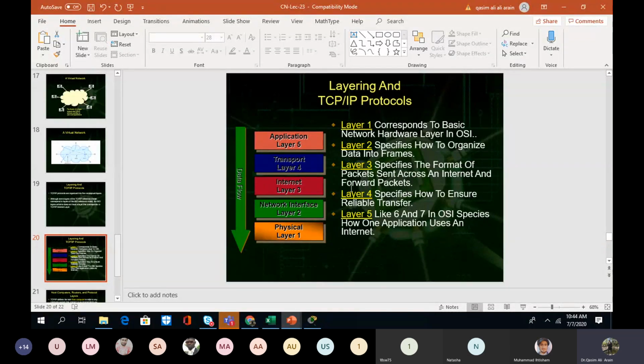So the concept of reliable transfer, the reliable communication, is going to be managed at the layer that is called your transport layer. अब प्रोटोकॉल्स और सर्विसेज कौन सी चल रही होती हैं ये हम आगे चल के पढ़ेंगे, ये मैं आपको बताऊंगा. Layer 5, which is like 6 and 7 in OSI, specifies how one application uses the internet.